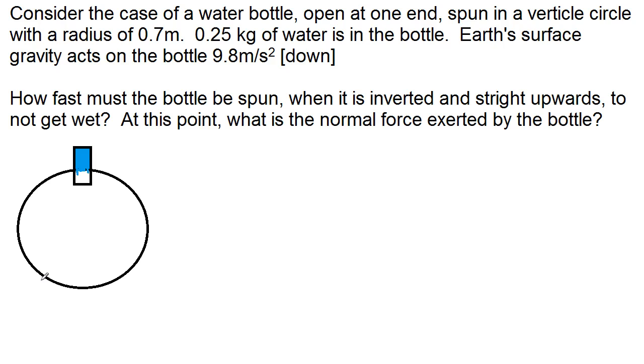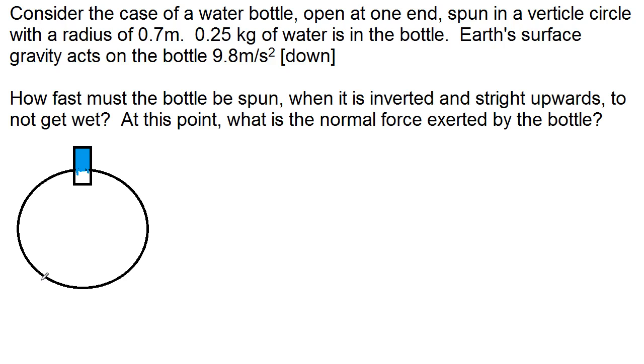It's possible to spin this thing fast enough that the water won't fall down and get you wet, as it's pulled down by gravity directly above your head. Spin too slowly and it's going to fall out, and you're going to get wet by it. So here we have a case in which you're spinning a water bottle in a vertical circle.